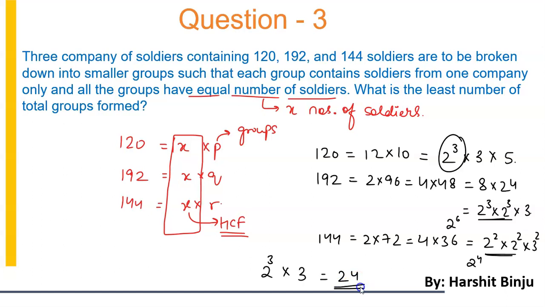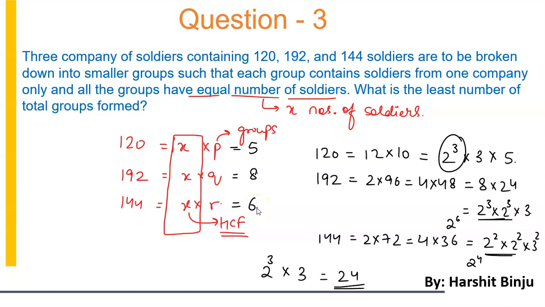So you can divide them into groups of 24. 120 by 24, 5 groups. The value of P is 5. 192 by 24, that will be 8 groups. And 144 by 24, and this will be 6.